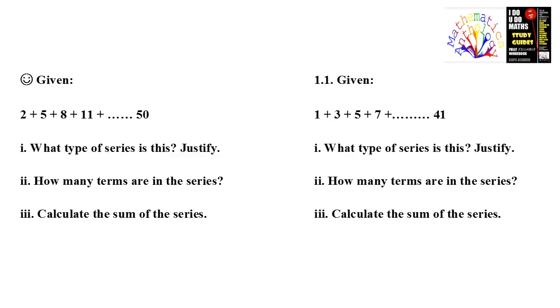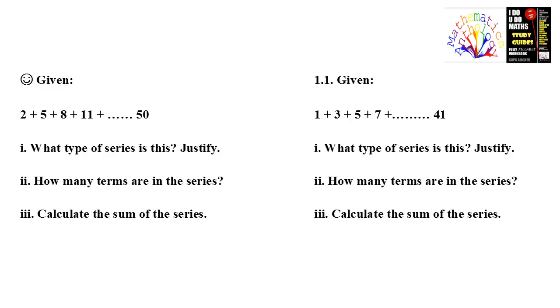So we're given here 2 plus 5 plus 8 plus 11 and so forth until 50. What type of series is this? We know that this is a series because of all the plus signs there. We need to justify the type of series. How many terms are in the series? We need to calculate n there and calculate the sum of the series, which means we need to calculate Sn.